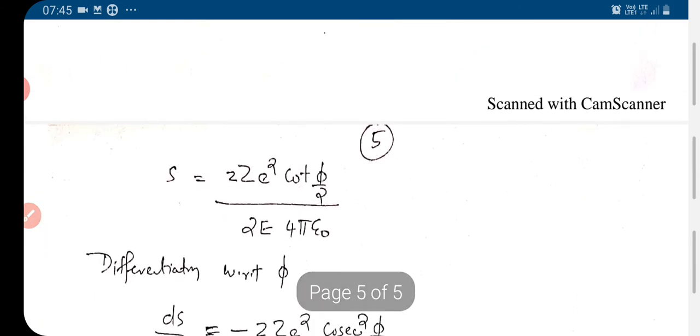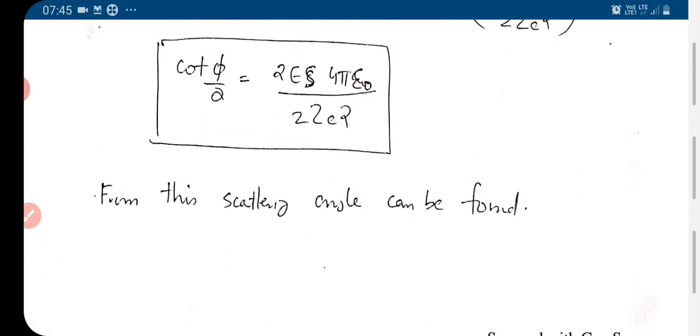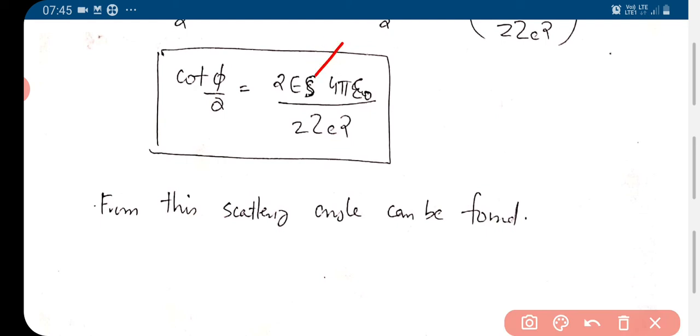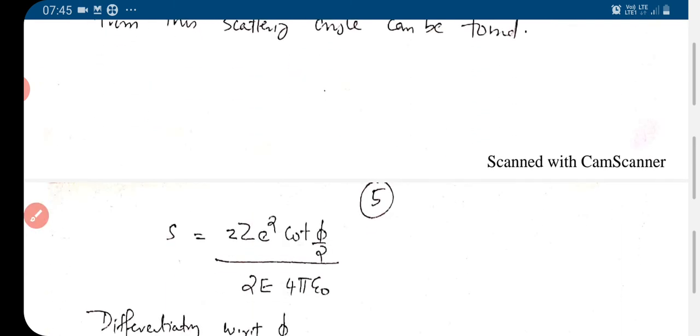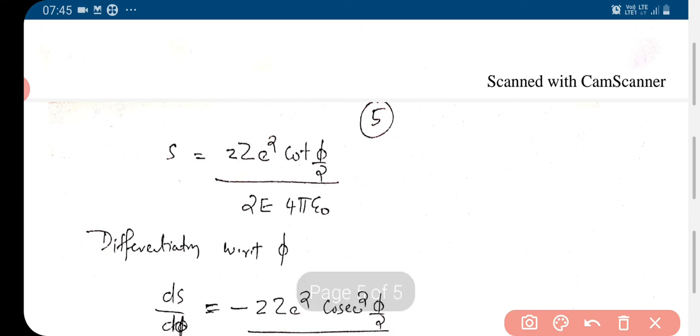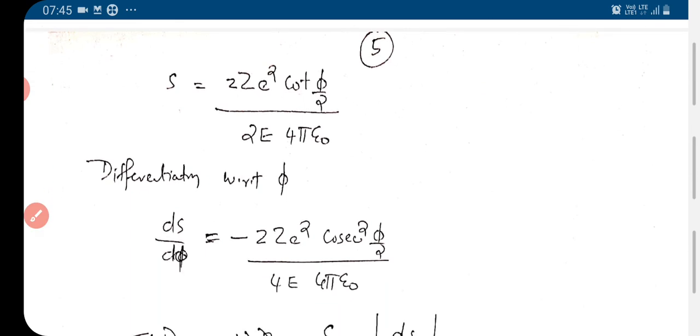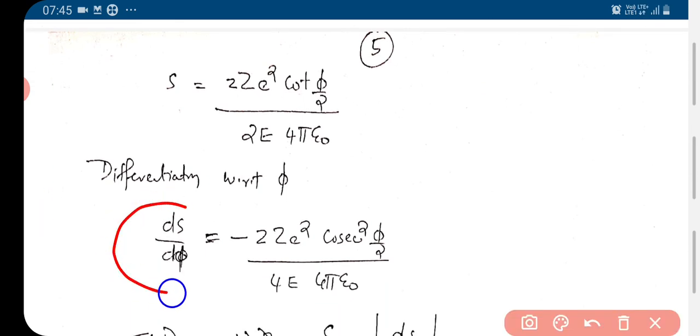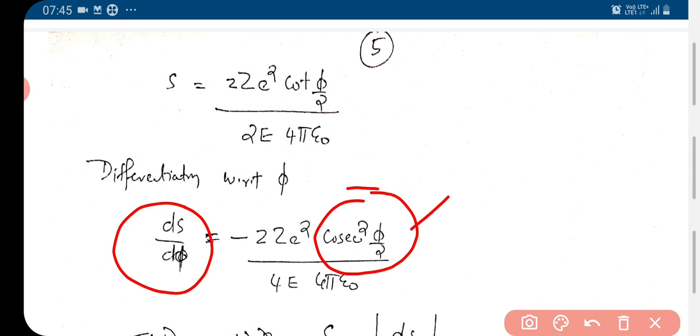Now from this the impact parameter S I can find, and that is equal to Z e square cot phi by 2 over 2E 4 pi epsilon 0. And differentiating with respect to phi, we will have ds by d phi as equal to minus, differentiating with respect to phi, so cot phi by 2 becomes cosec square phi by 2 into 1 by 2.